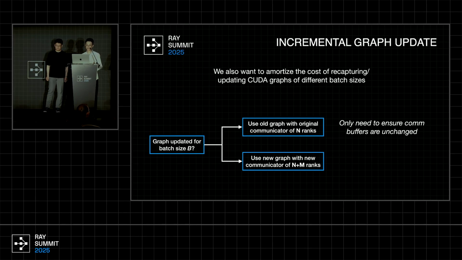And so there's one optimization we can do. We can enable incremental graph updates. What this means is we can amortize the cost of recapturing or updating the CUDA graph of different batch sizes into multiple model forward iterations. For example, when we encounter a batch size of B, and we need to serve with this kind of graph batch size, if the graph for that batch size is not already updated, we can still use the old graph with the original set of GPUs to compute the model forward. And if the graph is already updated, we just switch to the new configuration.